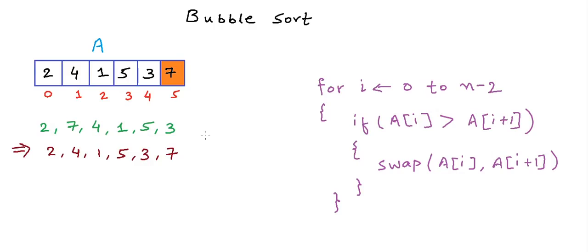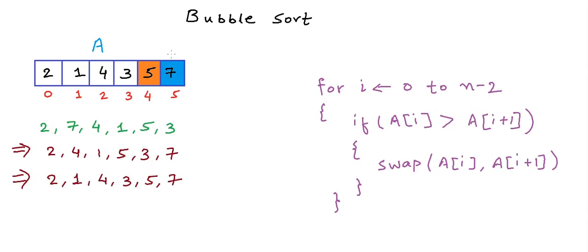Okay, so this is the state of the array after one pass. What if we perform another pass and once again keep comparing the adjacent elements and performing swaps? If we do so, the second largest element in this example will end up at index 4. The second largest in the array is number 5. So after the second pass, our array will be in a state like this.